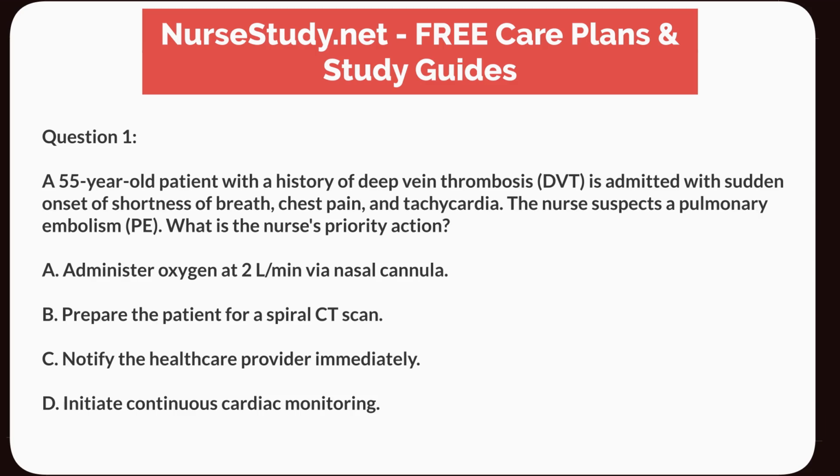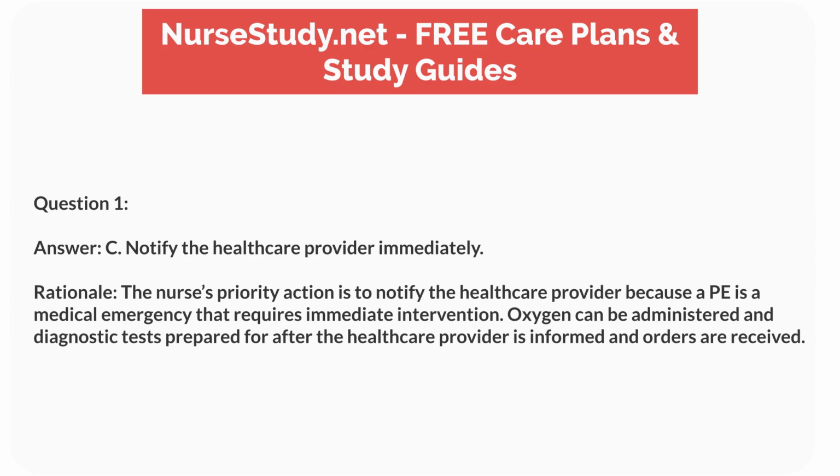A. Administer oxygen at 2 liters per minute by a nasal cannula. B. Prepare the patient for a spiral CT scan. C. Notify the healthcare provider immediately. D. Initiate continuous cardiac monitoring. Answer. C. Notify the healthcare provider immediately.